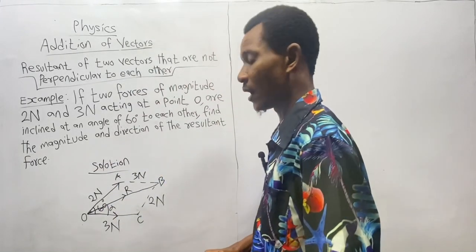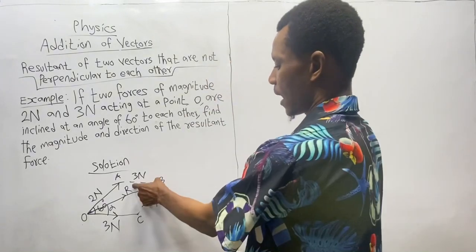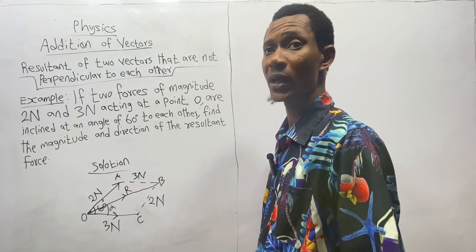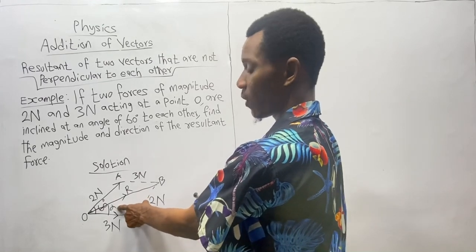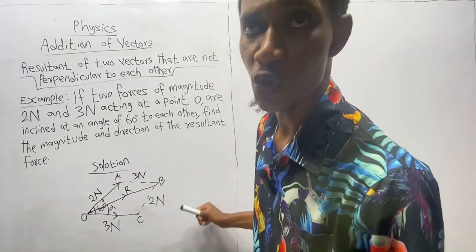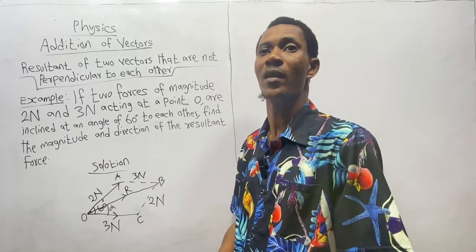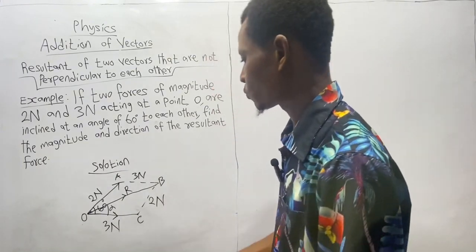So what are we looking for now? We are going to look for what? This arrow, which stands for the magnitude of the resultant force. And we are also going to look for this symbol, alpha, which stands for the direction of the resultant force. So the question now is, how do we find this arrow?